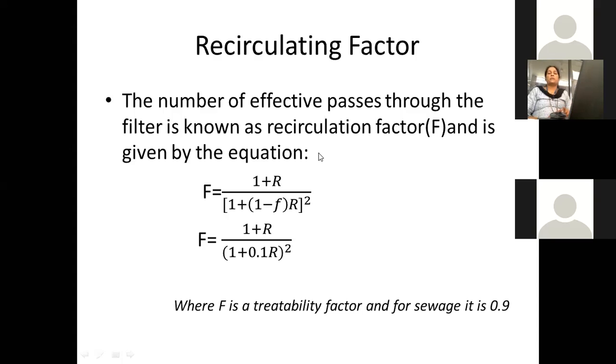And the capital R is nothing but the recirculation ratio. The recirculation ratio is usually 0.5, you can take it in the range of 0.4 to 0.6. And we can solve it in mathematical form as F is equal to (1 plus R) upon (1 plus 0.1 capital R) raised to 2. Okay, this is the recirculation factor. Note down please, recirculation factor.